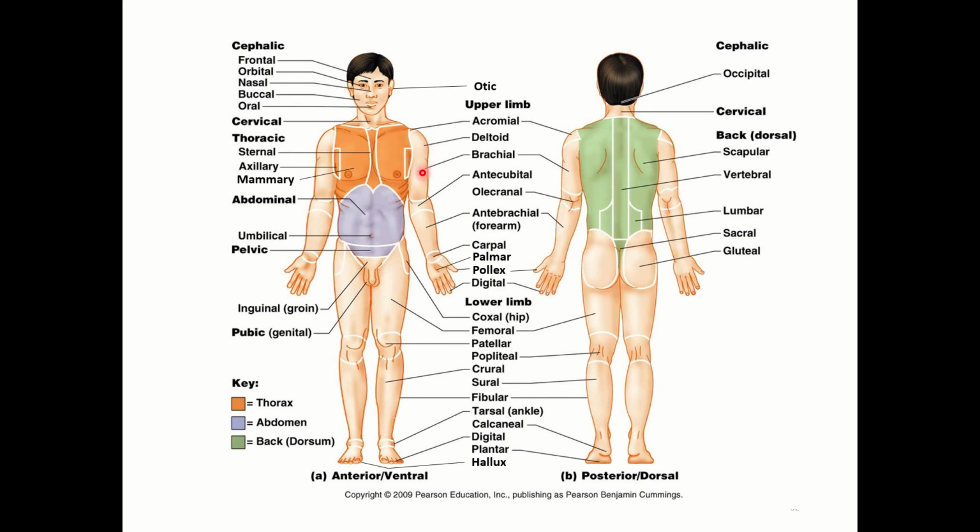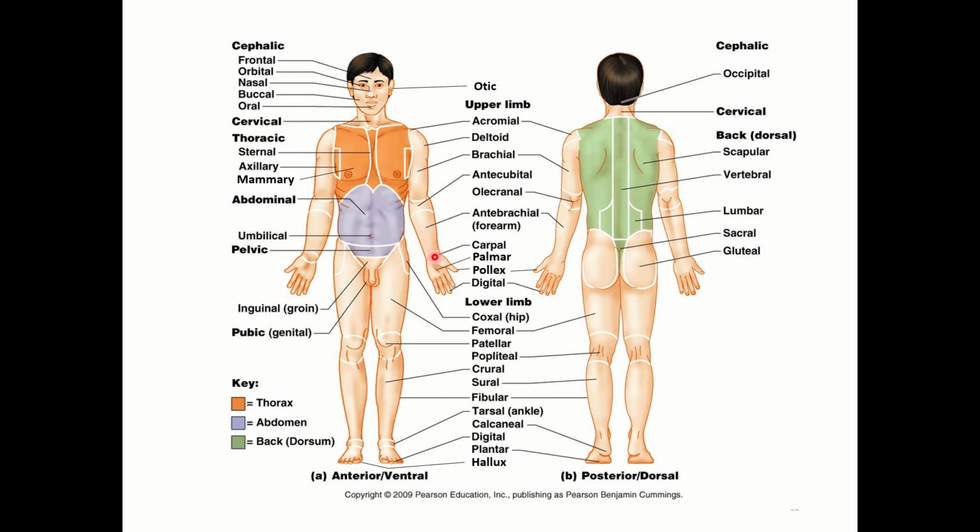The brachial region is inferior to the deltoid on both anterior and posterior. This is your upper arm. Featured on the anterior side is the antecubital. This is the ditch of the elbow. The elbow is on the posterior arm, and it's called the olecranon. The forearm is the antebrachial. It is in front of the upper arm, which is the brachial. So brachial is the upper arm, antebrachial is the forearm.